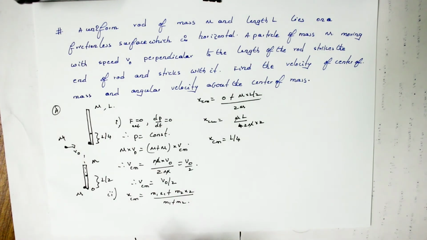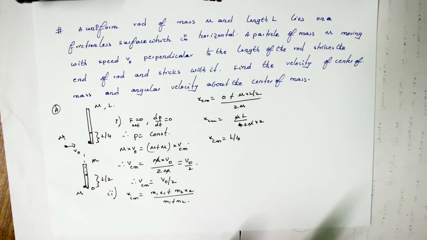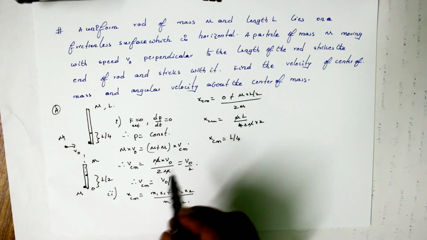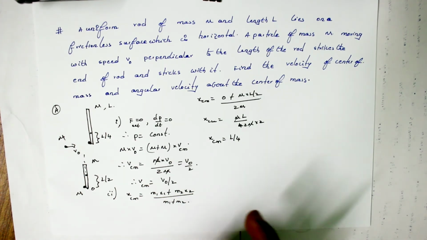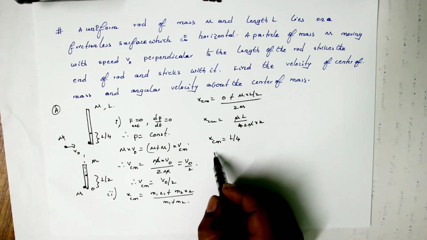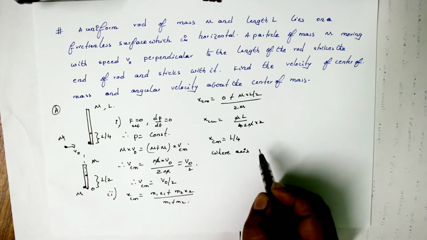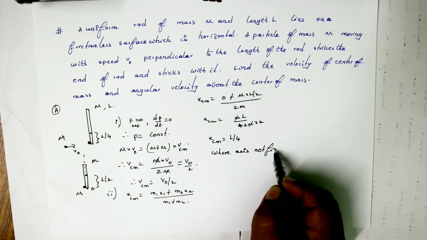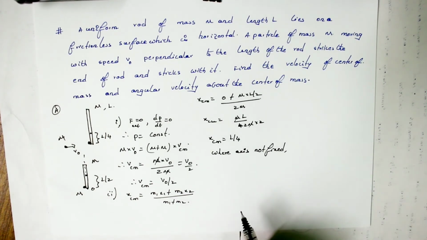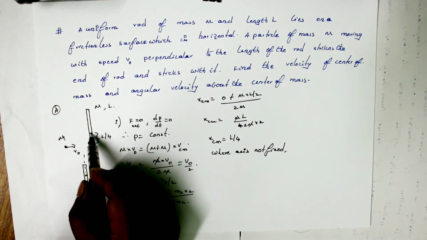So the center of mass of this total system lies somewhere here at a distance of L by 4. Now we are supposed to find out angular velocity, and this is again a system where the axis is not fixed. If the axis is not fixed, we can say the force exerted by the axis will not be present. So we can use the law of conservation of angular momentum.